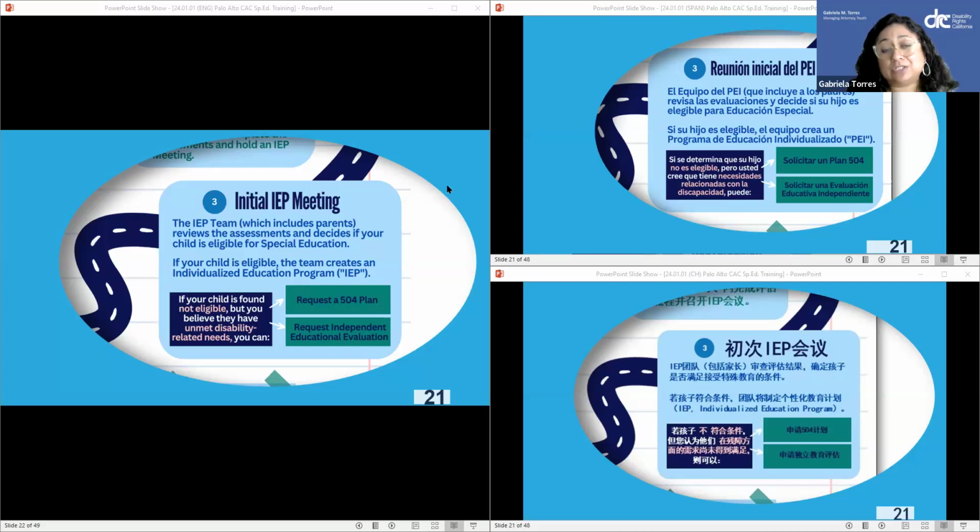You should also ask for a copy in your native language as well, if you require translation. In addition, you should ask for a copy of a draft IEP. Oftentimes, before the IEP meeting, there's already a draft created. So you want to see that before, so that you can go to the meeting prepared.